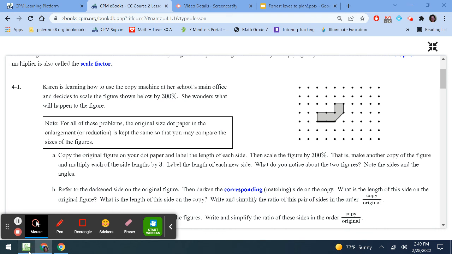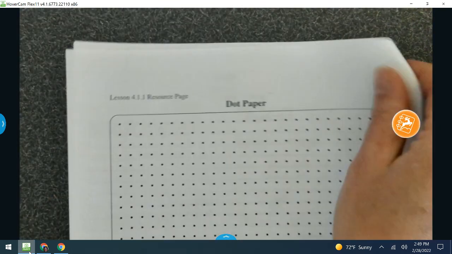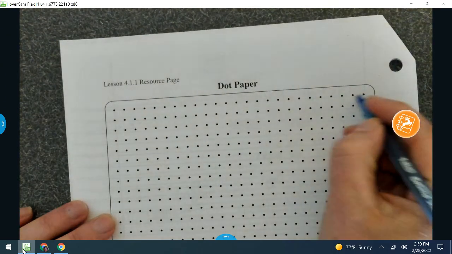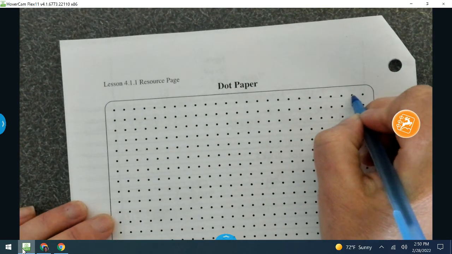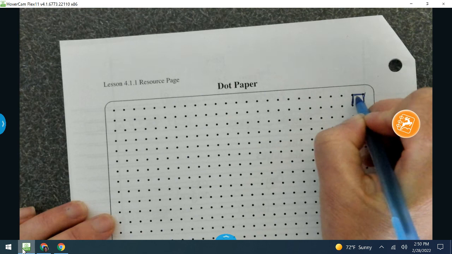I'm going to go to my dot paper, which is right here, and I'm going to copy what was on my notebook paper, which is again right here. So I look at this and I see kind of a backwards California of sorts right here. That's what it looks like to me anyway, maybe a sock, stocking, if you will. So I'm going to start up here as I copy it. I'm going to pick a side because I know I'm going to have several of these that I need to do. And it kind of goes like this.